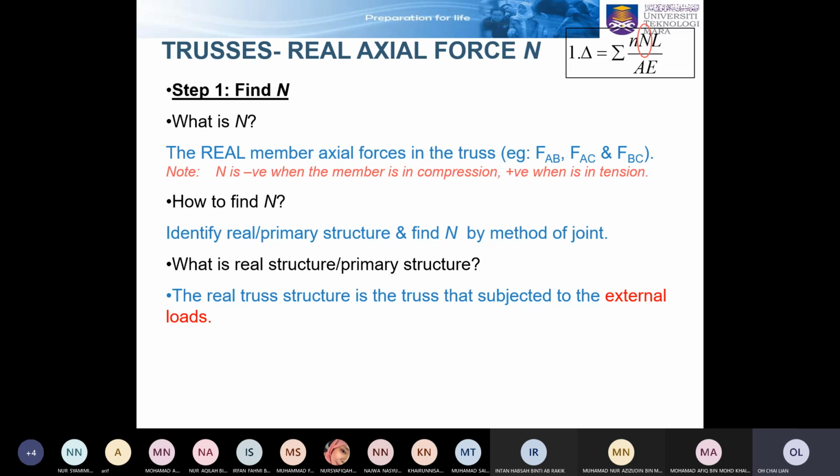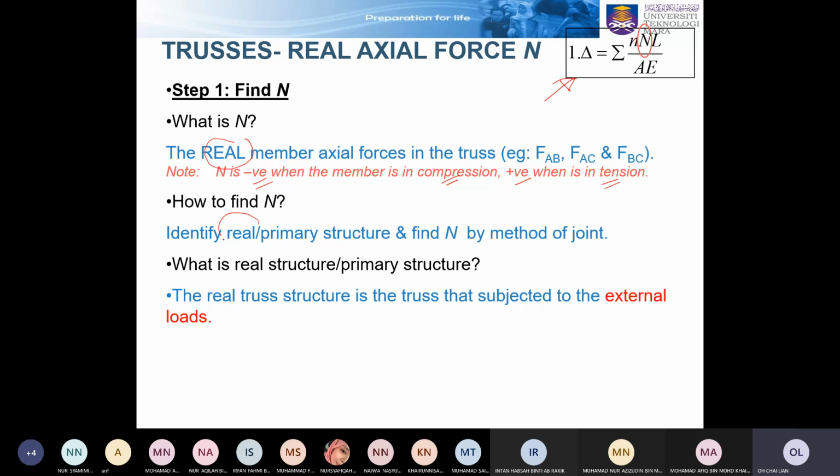First of all, we need to tackle this. We know that the deflection is found from NL over AE. We are going to produce the N first. How to produce the N? You need to understand that it is the real member force. It is negative when it is in compression, positive when it is in tension. Then how to get the N?